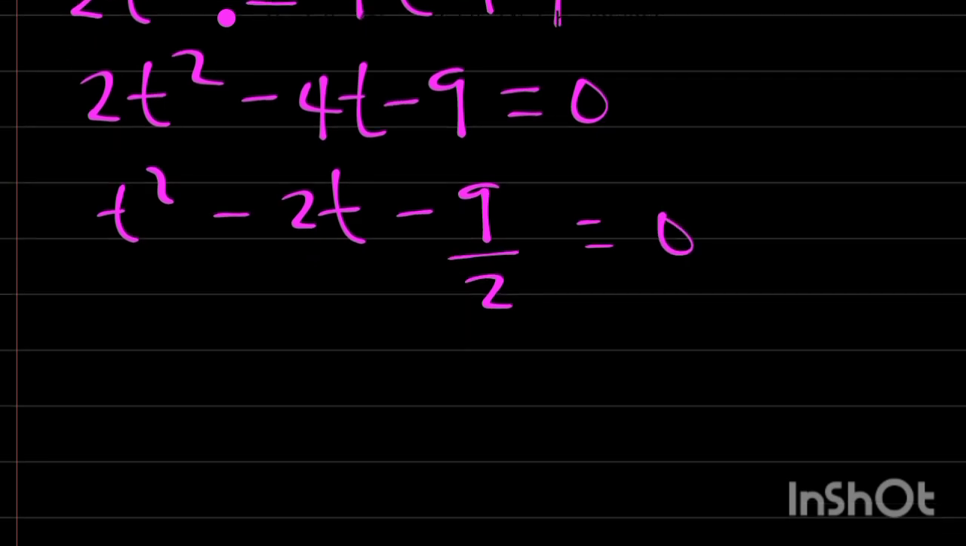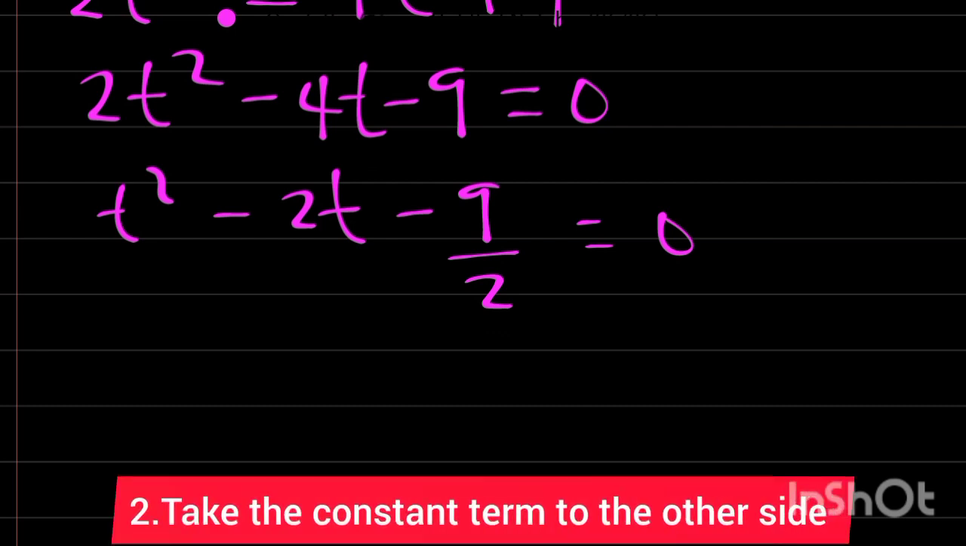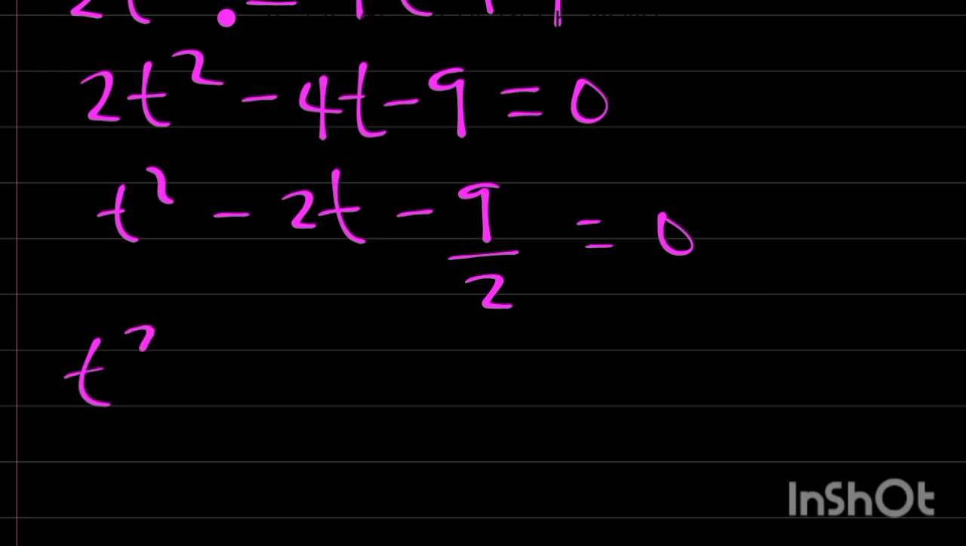Number two step is that what? Take the constant term to the other side. No matter what is there, take it to the other side. This is the constant term we are talking about. So I'm going to have t squared minus 2t is equal to 9 over 2.